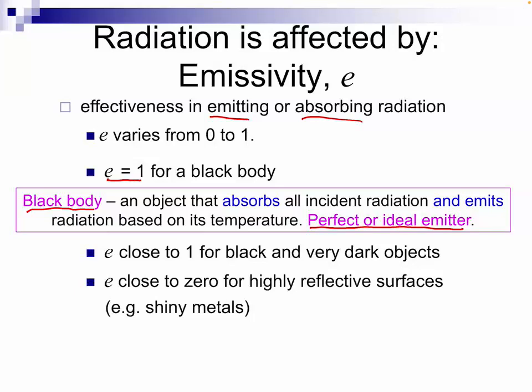When is emissivity 0? This is when the object is highly reflective. So when the object is highly reflective, like shiny metals, they tend to reflect the radiation incident on them, and so they effectively do not absorb the radiation, and hence emissivity will be close to 0.